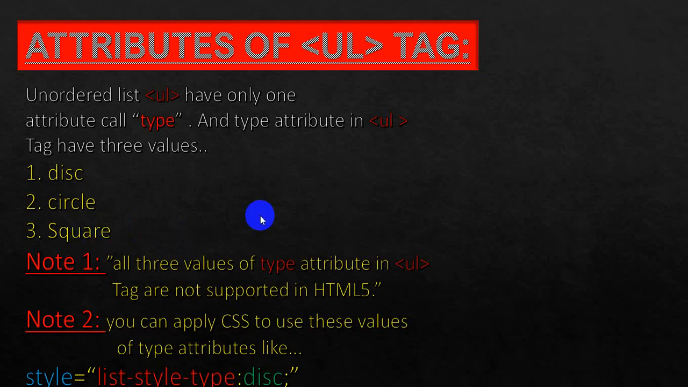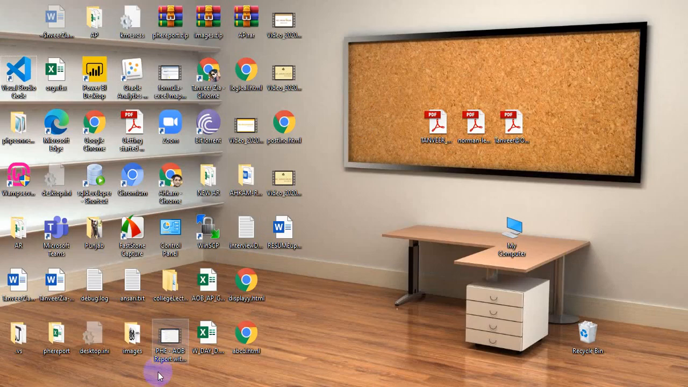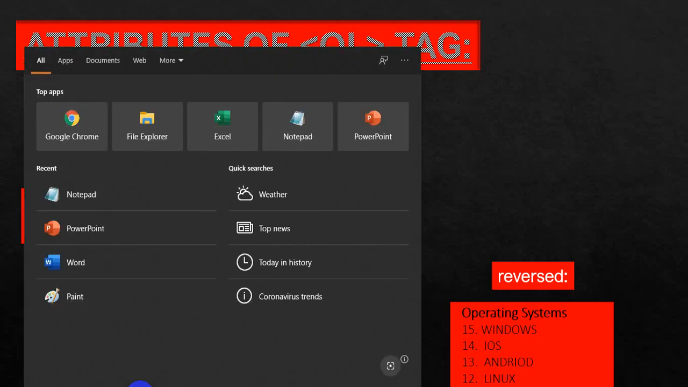Okay students, the first thing we will do is the OL tag, then we will move to the UL tag. I am going to start my Notepad application. First I will create a simple HTML page, then I will add an ordered list. So I am moving toward Notepad.